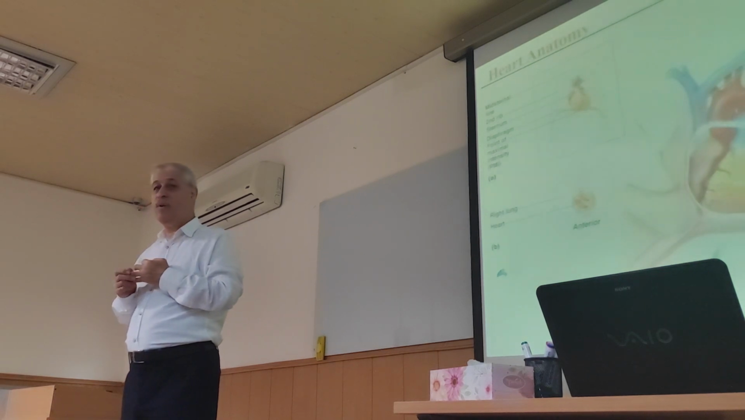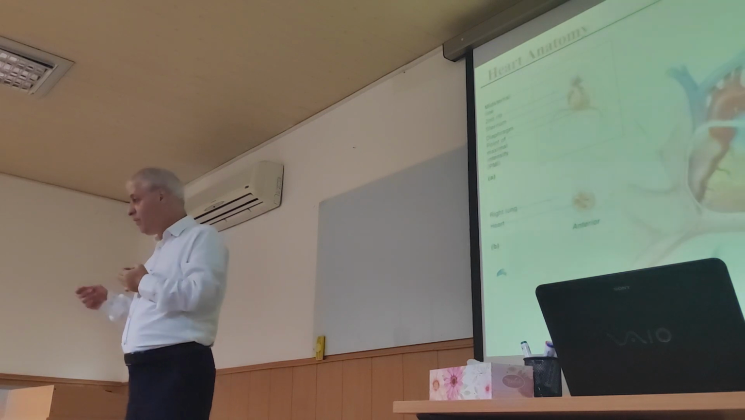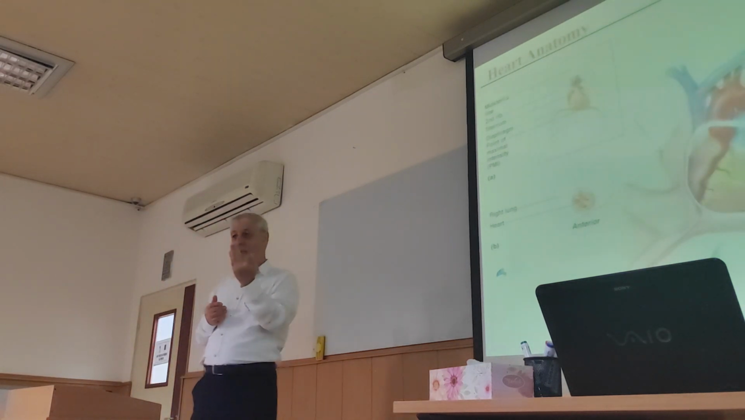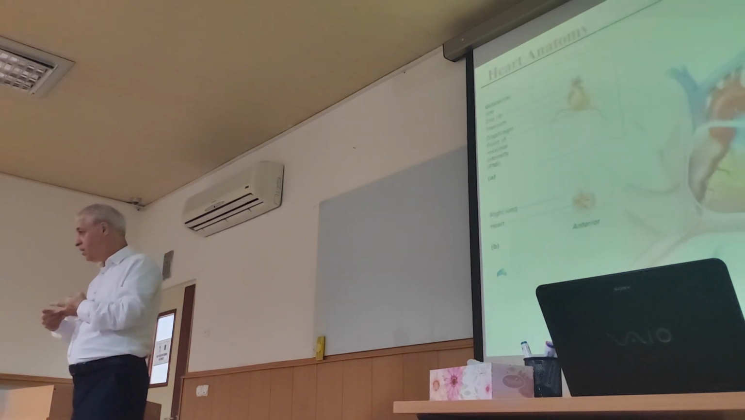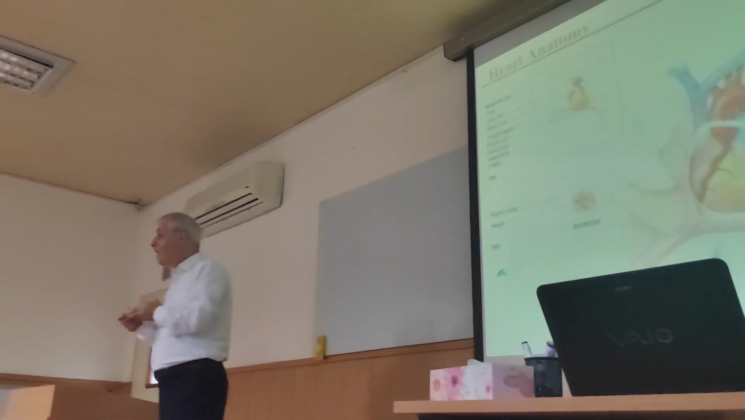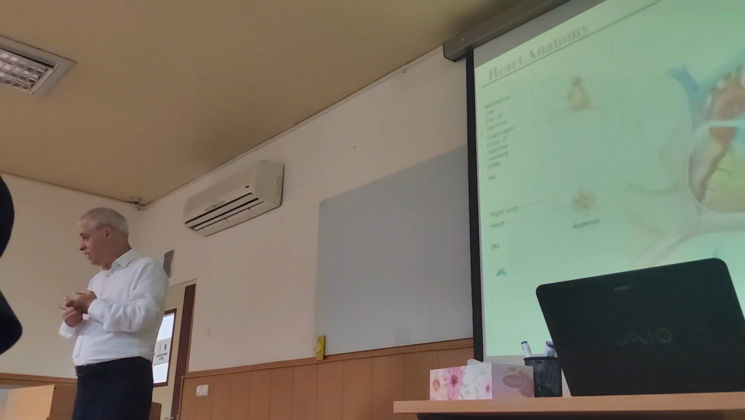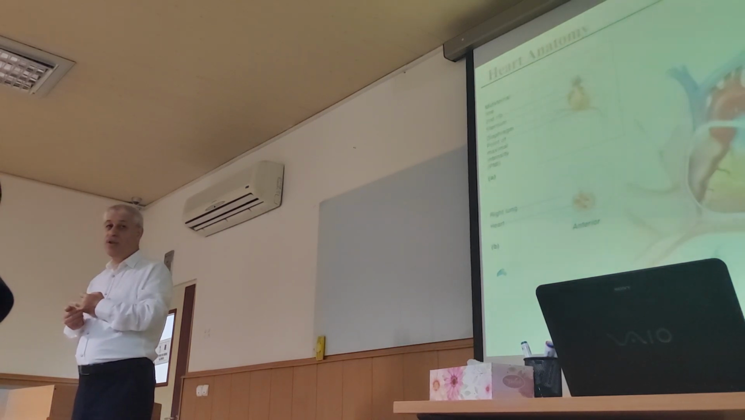How many layers do we have? Three layers. Four or three? It depends, in the gut there is mucosa, submucosa. But in arteries: intima, media, and adventitia. Media is in the middle part, intima in the inner part, and adventitia at the outer layer. Three layers. Intima is the endothelial part. In the media, we have smooth muscle cells.